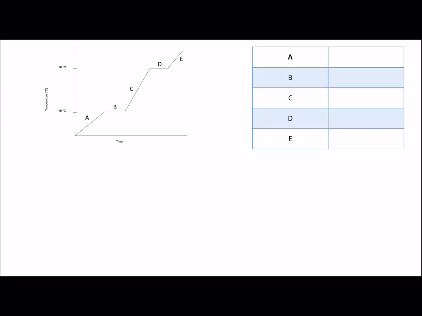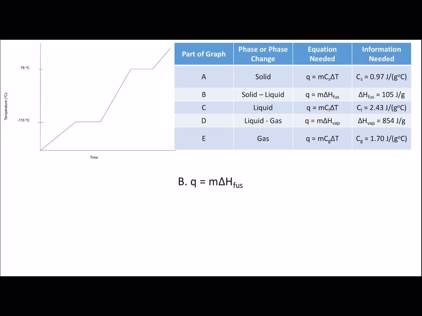Okay, and we're going to put this in this table for right now because we're going to have to add them all up at the end. But we found out letter A, or section A. We're going to put it in the table. Now let's go look at section B. So for section B, again, we have it going from a solid to a liquid. We don't have to worry about the temperature because the temperature is constant when that's happening. So we just need this M and then the heat of fusion.